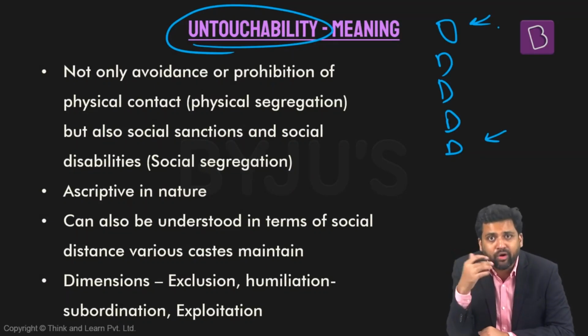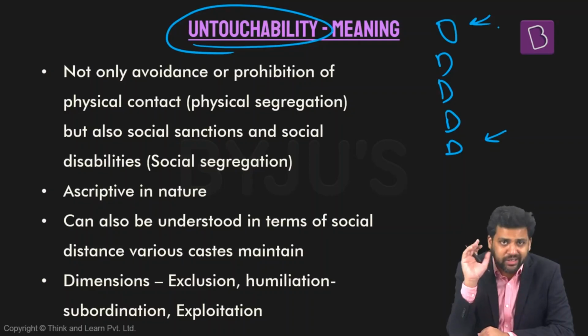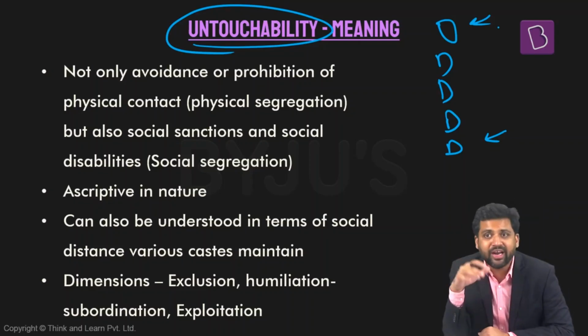Those who are at the bottom are subjected to different harsh forms of disabilities, civil and religious disabilities. Different kinds of sanctions are imposed on them. Those at the extreme bottom, considered to be the lowest caste, are sometimes treated as untouchables. So now we'll try to understand what untouchability is, and look at its different forms and instances.